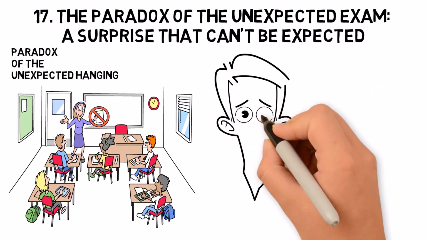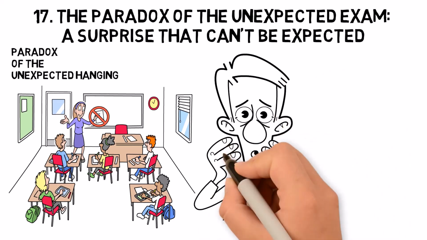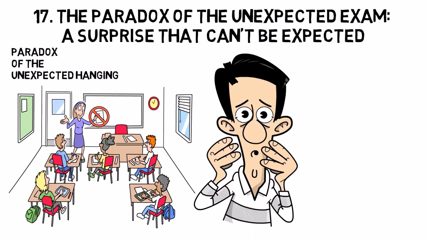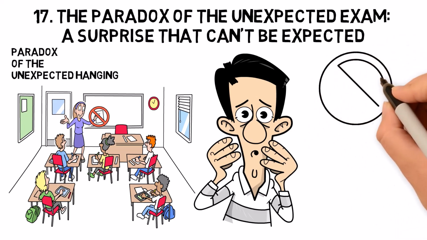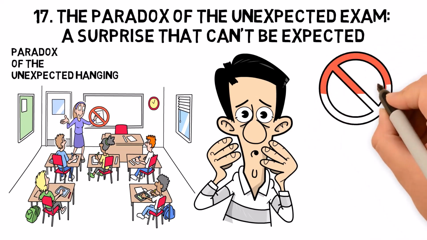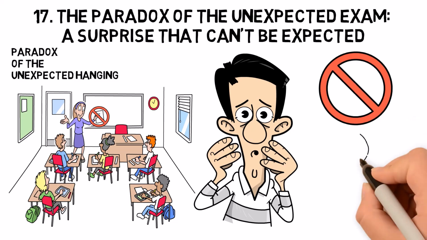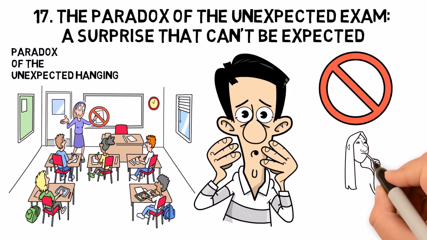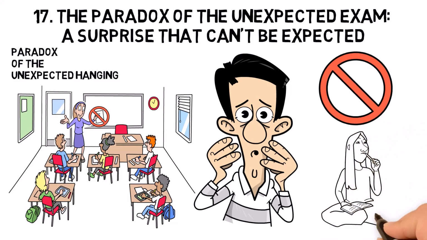However, when the exam does take place unexpectedly, it still manages to be a surprise. This paradox highlights the limitations of reasoning when it comes to predicting events that are meant to be unpredictable. It shows how trying to outthink a situation can sometimes lead to conclusions that contradict the reality.